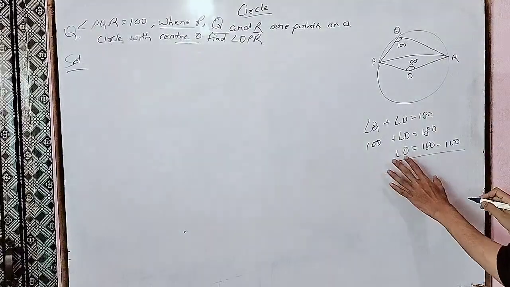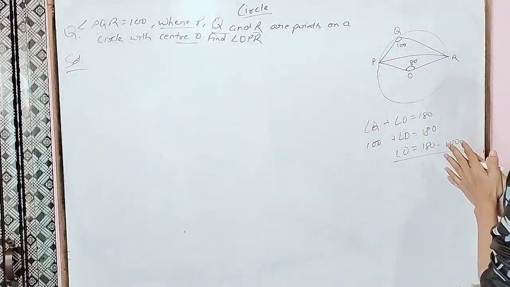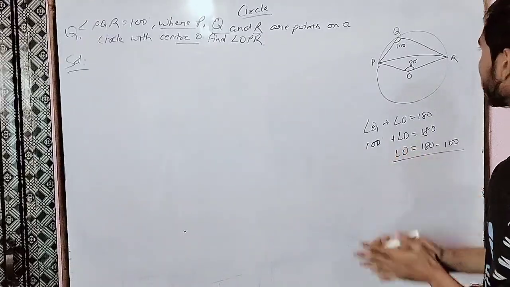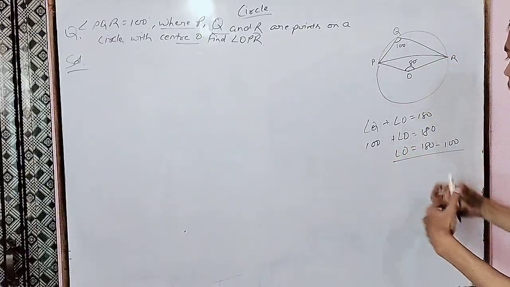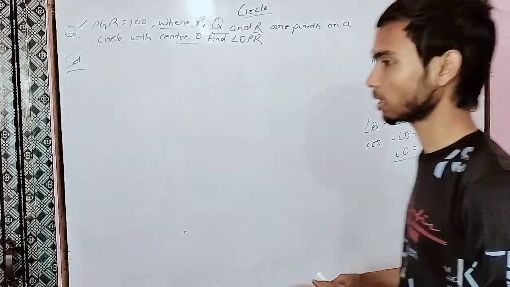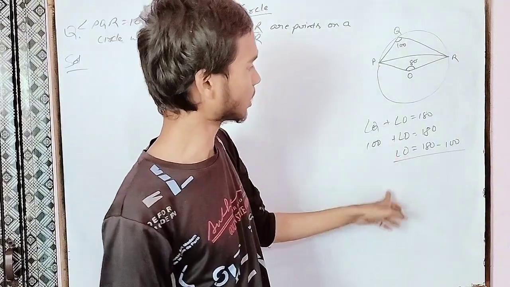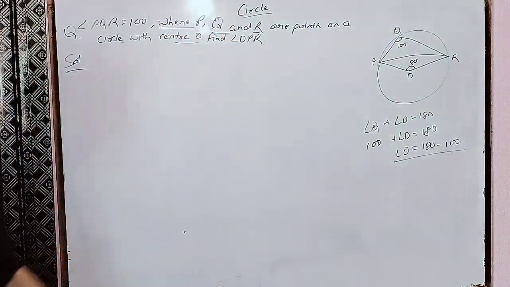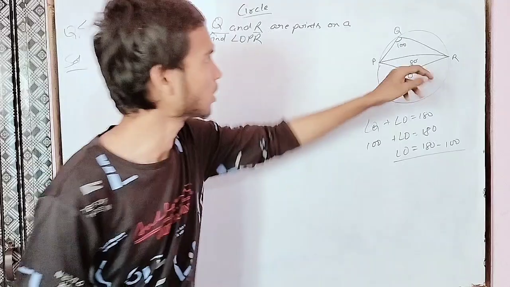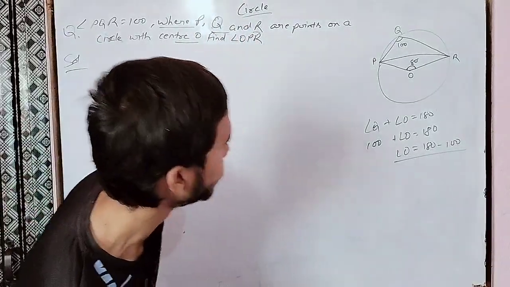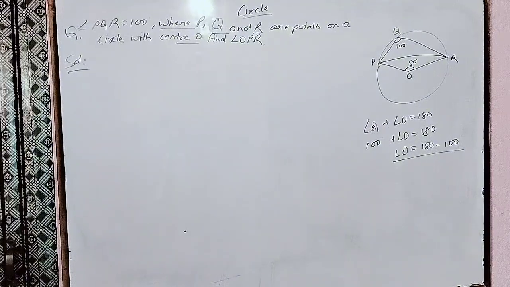80 degrees. How? We know that a quadrilateral has four angles, which are interior angles, and opposite angles add up to 180 degrees. We have been given an angle already, and we just simplified it like that. So this is 80 degrees. I think it will be 80 degrees, otherwise it will be 50 degrees.